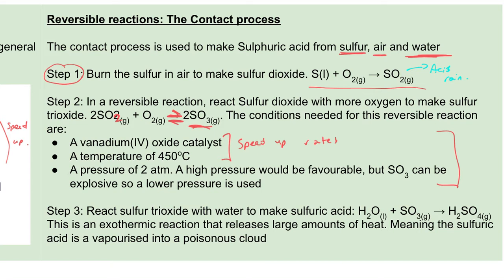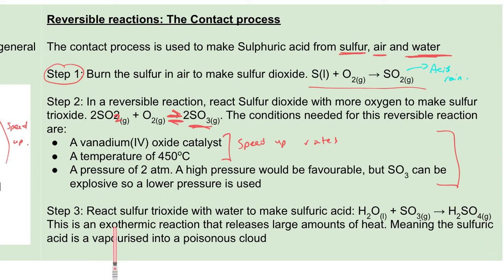Now, if we were doing our counting method, we know that from what I just told you, when I increase pressure, I move to the side with the fewest moles. Well, I know I've got fewest moles on the trioxide, but a problem is that trioxide is very explosive. So I use a low pressure. And my final step, I react sulfur trioxide with water. Okay? And this produces sulfuric acid.